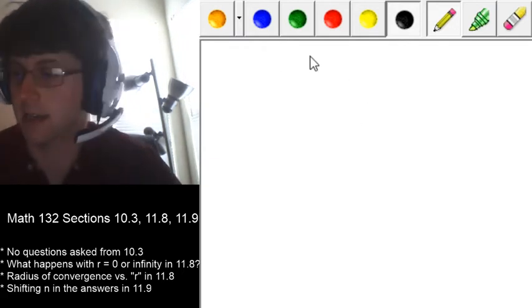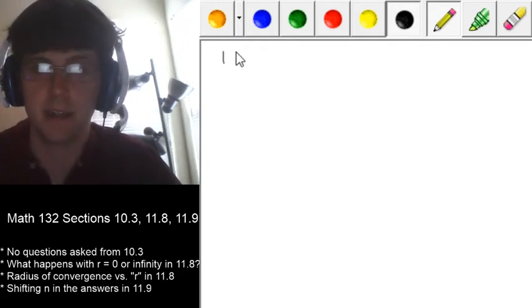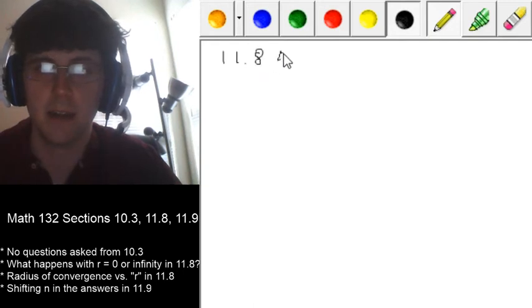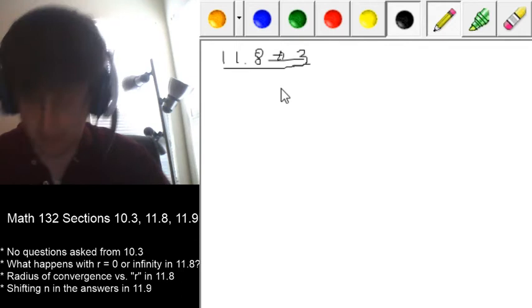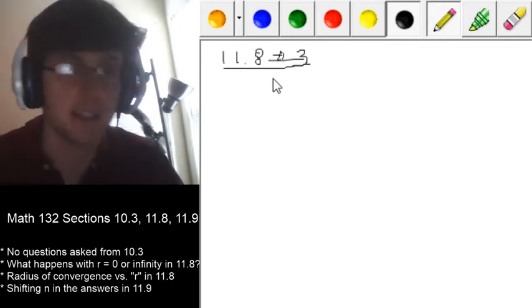So let's see what we get in 11.8. Wow. Never done this before with this tablet. This is going to take some getting used to.